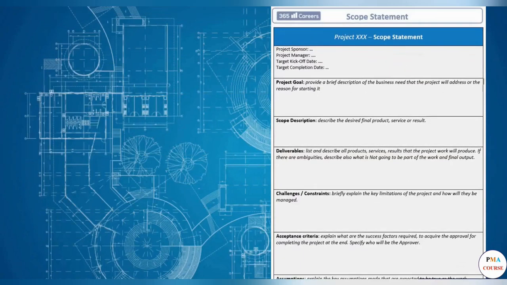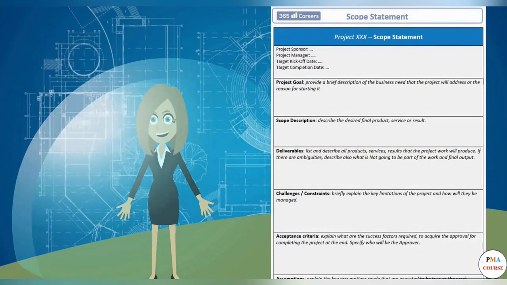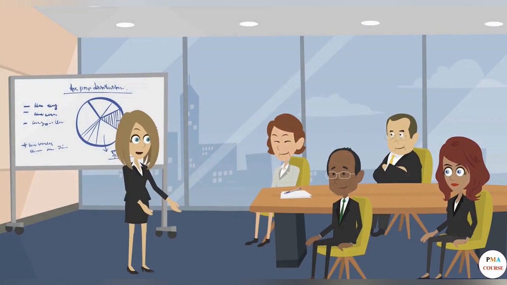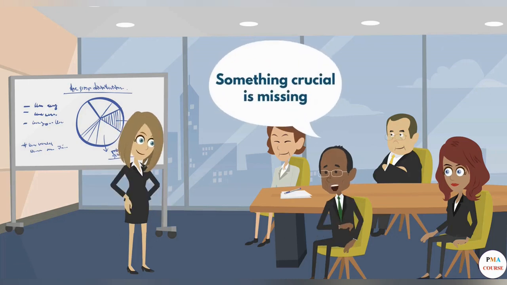Remember that the scope statement is a project manager's shield. If a stakeholder challenges the project manager by saying a certain aspect was not what they expected, then the project manager can take out their detailed scope statement and counter the challenge. However, if the stakeholder has a point and something crucial is missing, then the process is likely to be initiated.